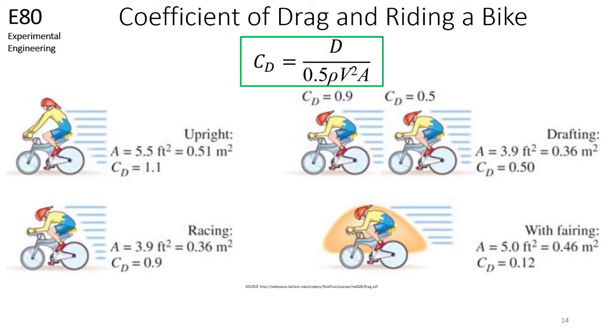This slide was discussed in the video on drag. We now revisit it here. These drag coefficients were determined by fixing the density and velocity of the fluid, which in this case is air, knowing the reference area, and measuring the drag force.